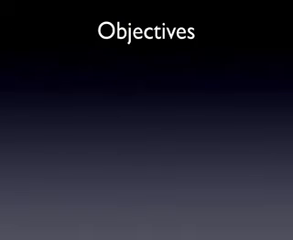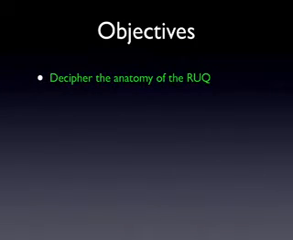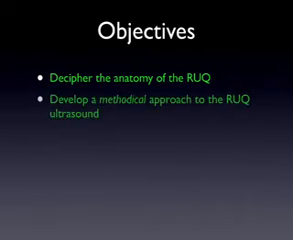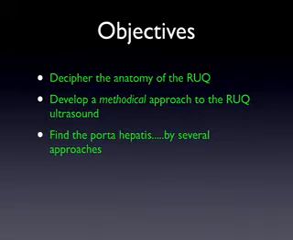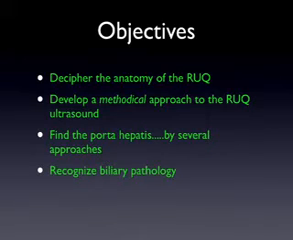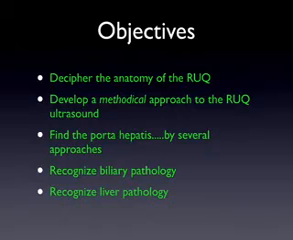The objectives of the lecture will include deciphering the anatomy of the right upper quadrant, which at first glance can be somewhat complicated. We'll also focus on a methodical, comprehensive approach to the right upper quadrant ultrasound. We'll move on to the porta hepatis and discuss various approaches for identifying the common bile duct. Next, we'll look at various types of biliary pathology, and then finally discuss liver pathology with relation to the gallbladder.